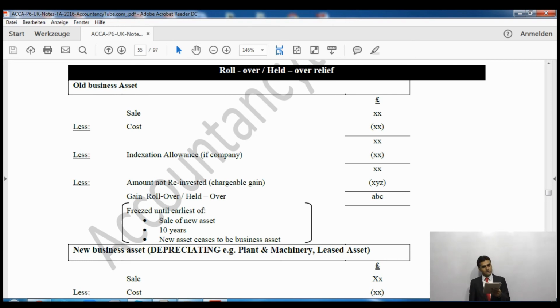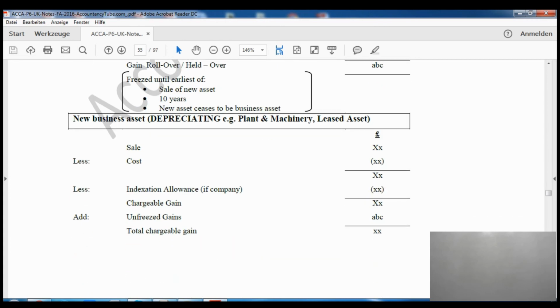Now it will be held over, it will be rolled over until the earliest of. There are three things given: until the earliest of. So it will not be chargeable until the earliest of these events happens. Earliest of what? Sale of the new asset, the new asset which we have bought, where we have reinvested the money. If you sell that asset, or 10 years, or the new asset ceases to be a business asset. So whichever event comes first, on that date, this rolled over gain is going to be taxable.